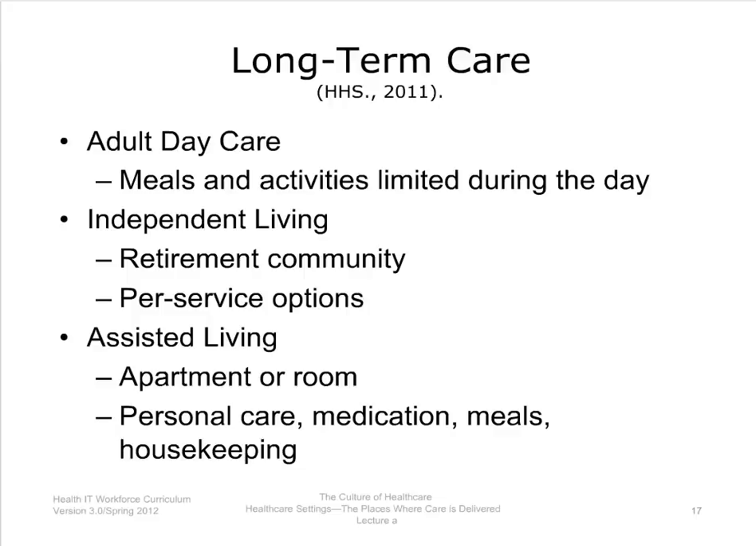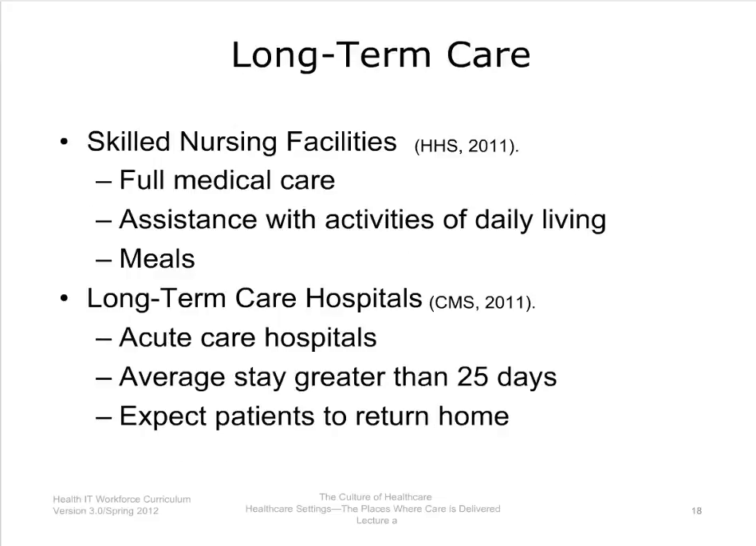Assisted living can be an apartment or individual room, where a number of services like personal care, medication administration, meals, and housekeeping are part of the package. Skilled nursing facilities provide full medical care. They also provide assistance with activities of daily living, such as meals, personal care, housekeeping, and laundry.